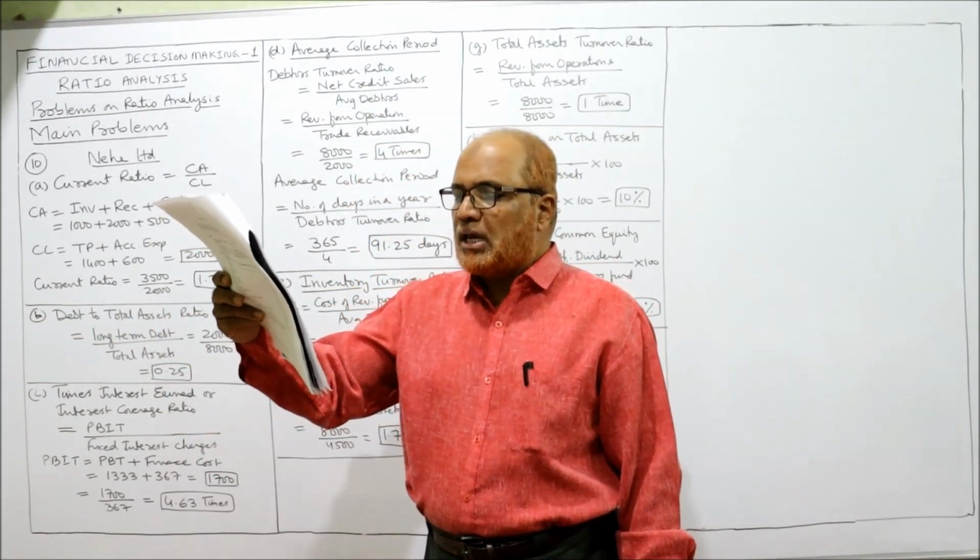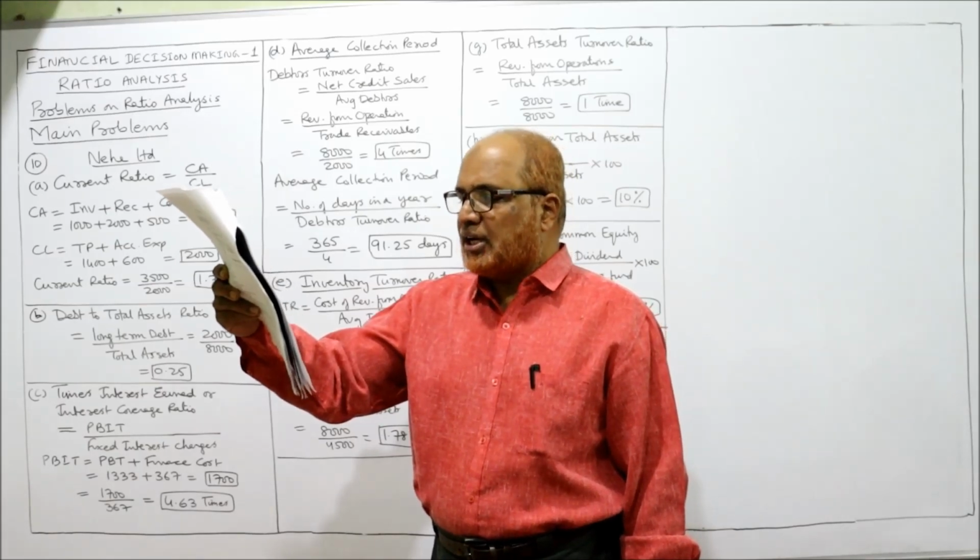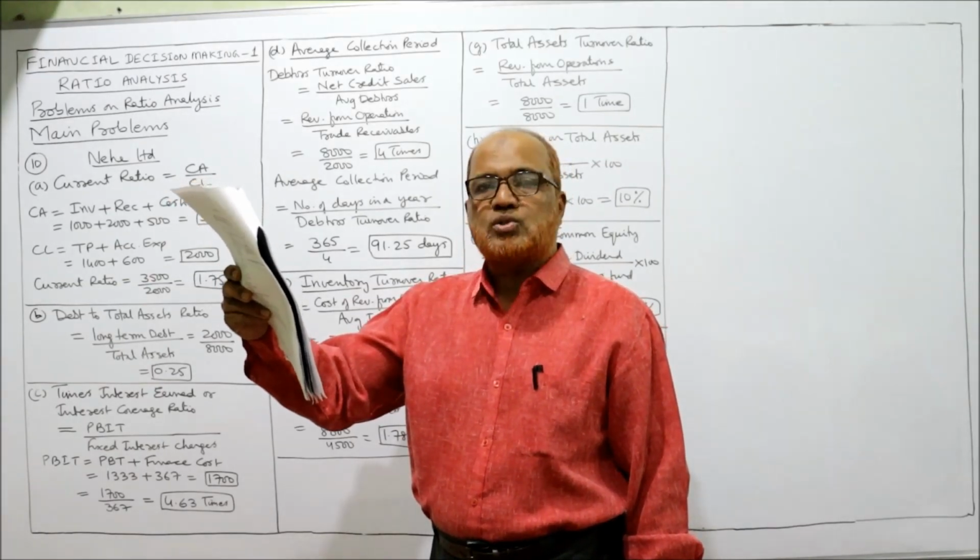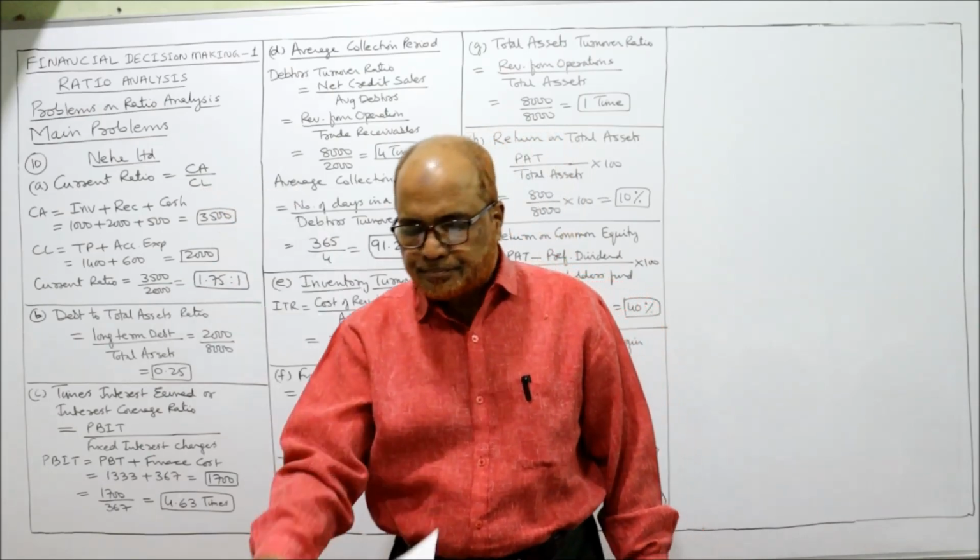Calculate the following ratios: A, B, C, D, E, F, G, H, I, J. So totally these are the ratios we have to calculate. One by one we will calculate.